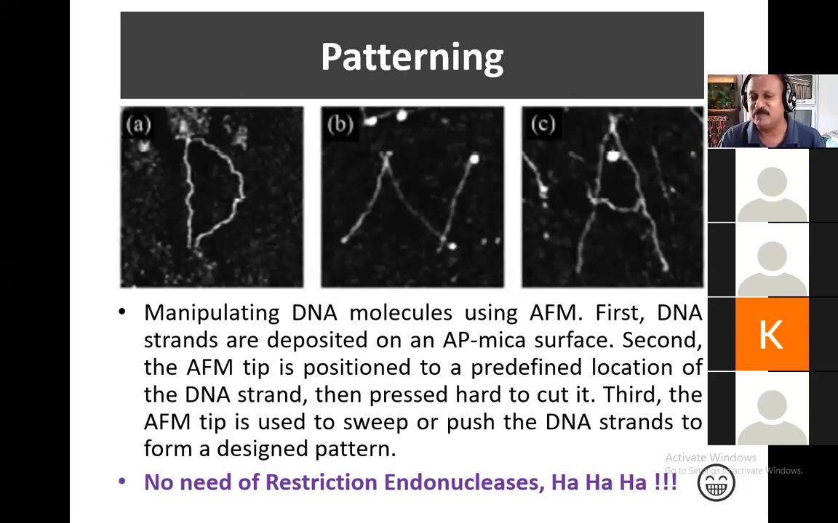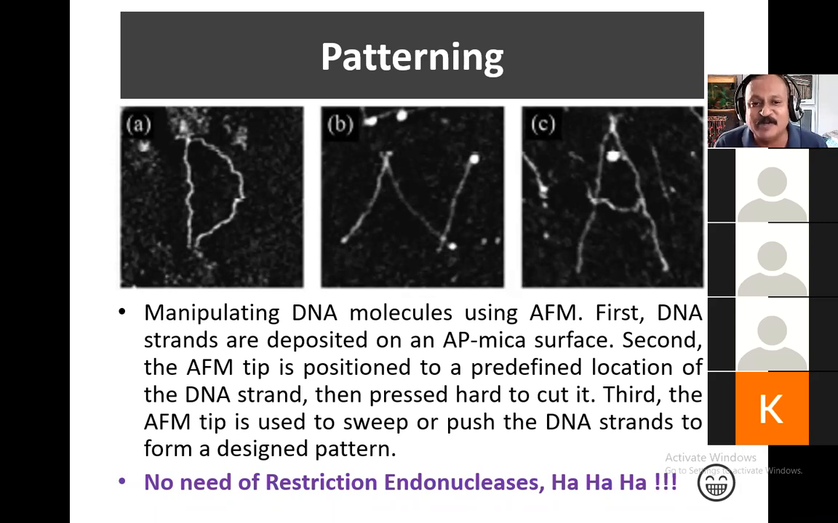Have you heard about restriction enzymes? What are restriction enzymes? Yes, sir. Molecular scissors. Molecular scissors that cut the DNA, isn't it? Yes, these scissors cut the DNA. So now, interestingly, what I want to tell you is that we don't require any restriction enzymes.